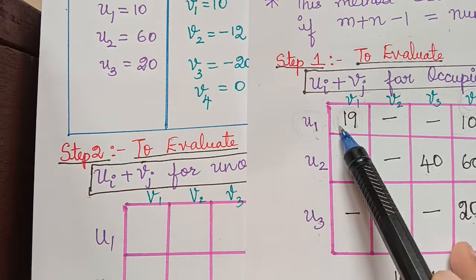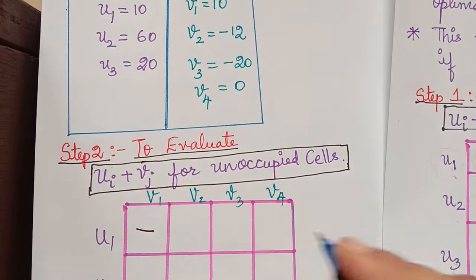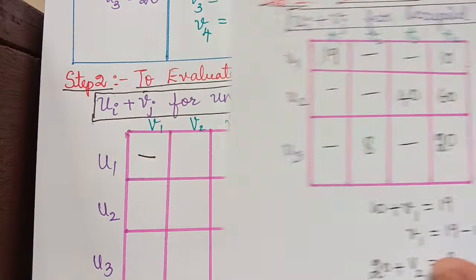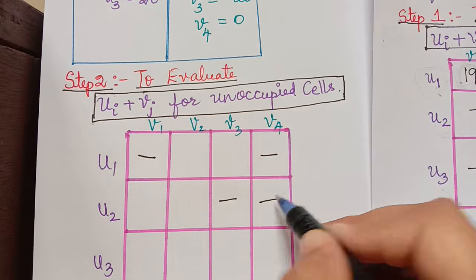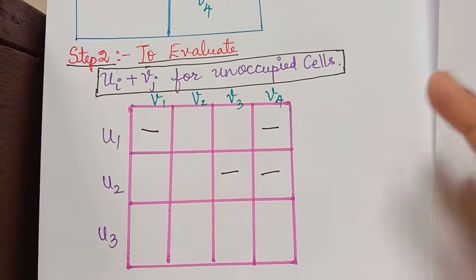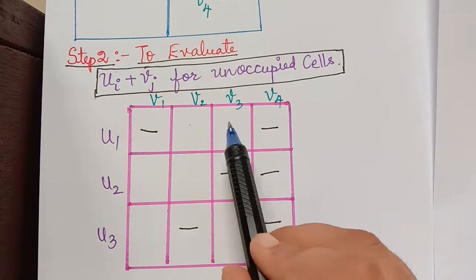So we have 19 here. So let us hyphenate it. And then at this place we have to hyphenate. And then here these two have to be hyphenated. So these two. And then these two cells have to be hyphenated. So hyphenate this. Now we are going to fill these cells.